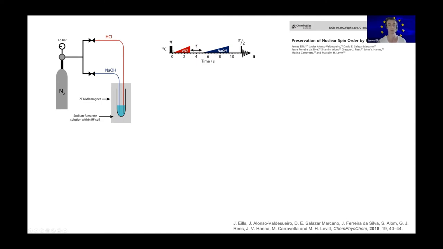So the idea being that you apply a pi pulse to invert the carbon-13 spins in fumarate. You then inject acid very rapidly into the solution to precipitate out solid fumarate. At that point, you wait a variable amount of time for relaxation. You then redissolve it in sodium hydroxide and measure the signal.